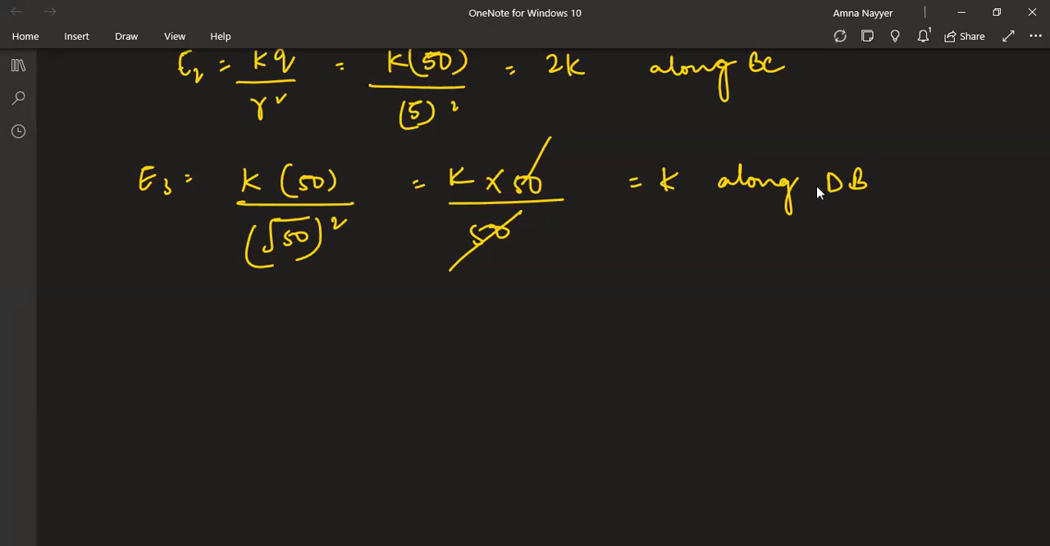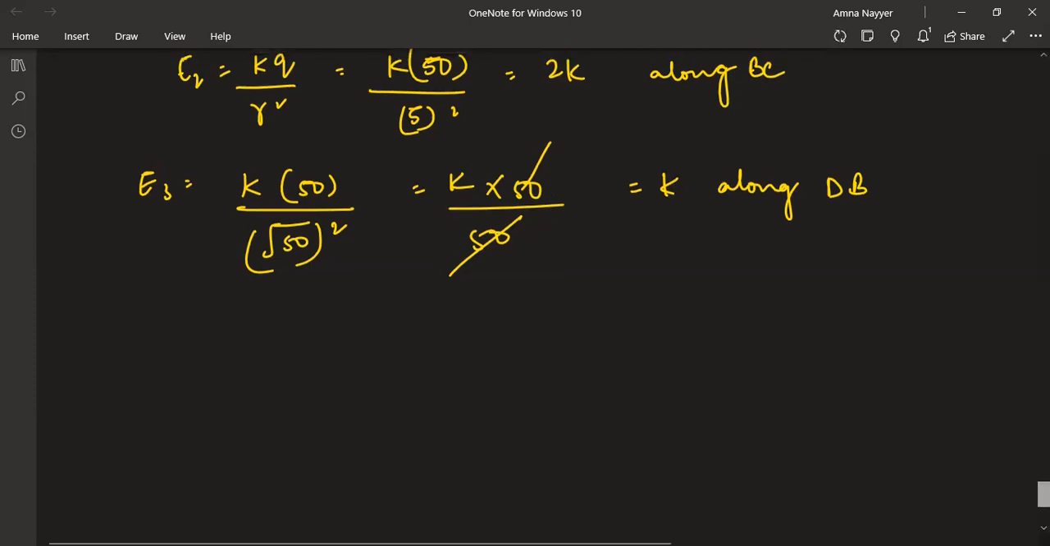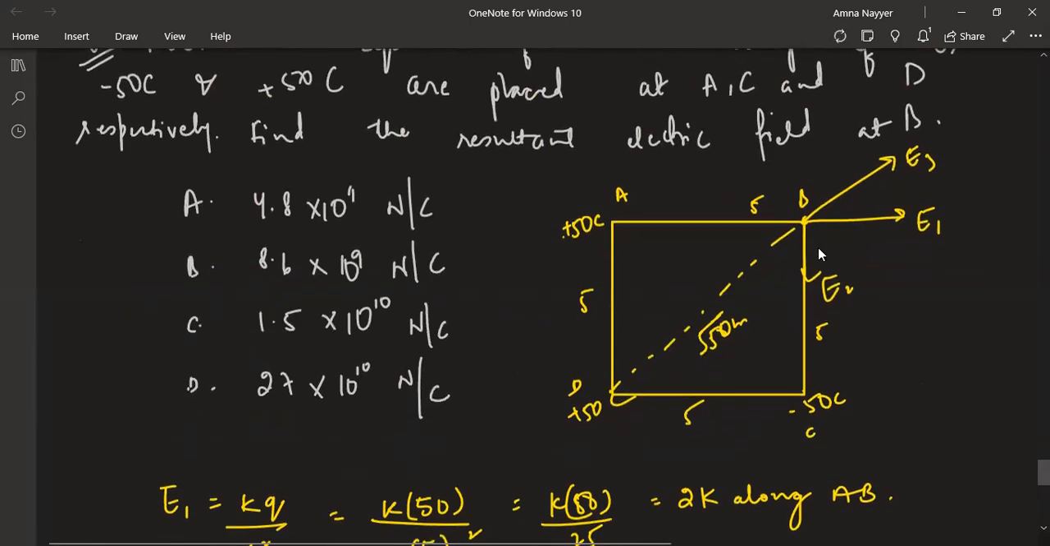So you have got all the three values. But now see, that is the value of E3. All the three values we have, but we have to resolve E3 also, no? This along X and Y component. So here, if this is theta, this is 45 degree, this becomes E3 cos 45 degree. And this becomes E3 sine 45 degrees.